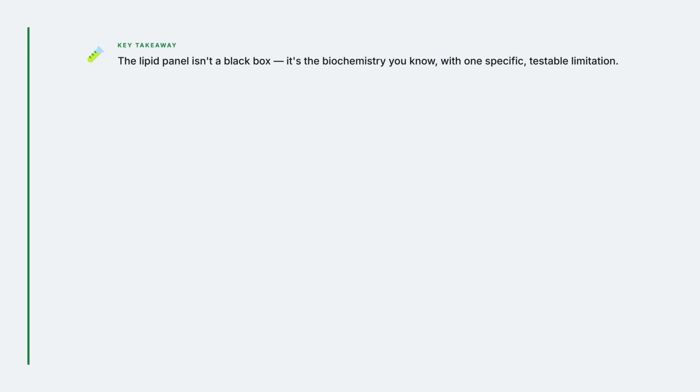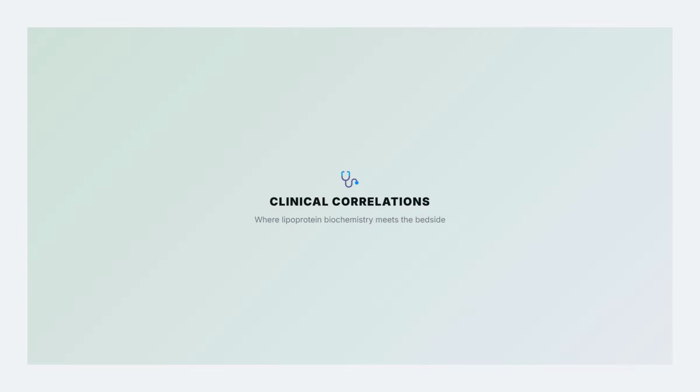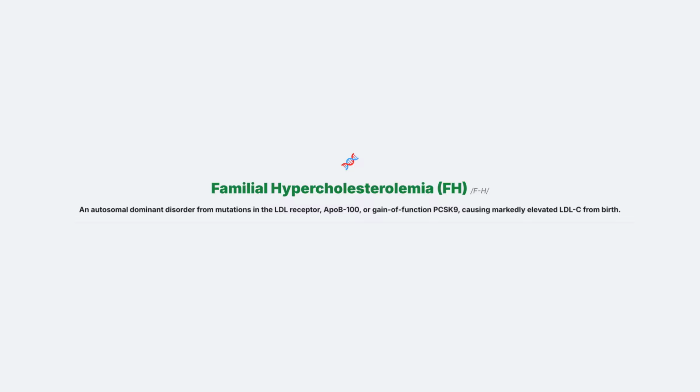specific, very testable limitation. This biochemistry shows up constantly in clinical medicine, both as genetic disorders that break specific steps in these pathways, and as the exact drugs used to treat dyslipidemia. Familial hypercholesterolemia is caused by mutations in the LDL receptor itself, in ApoB100, or less commonly, gain-of-function mutations in PCSK9, all converging on the same result: severely impaired LDL clearance and markedly elevated LDL-C from birth.